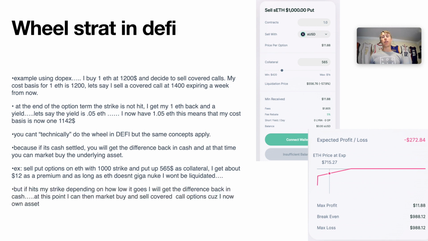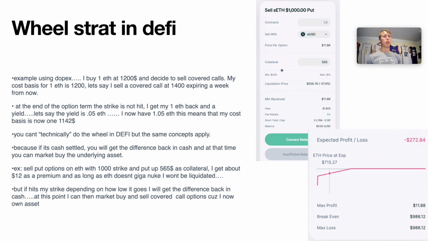So in DeFi, if you want to fully play out the wheel strategy, the price hits my strike, and depending on how low it goes, I will get that difference back in stablecoins. At that point, when I get those stablecoins back, I go to market buy that Ethereum. Because if Ethereum trades at 700 bucks, I can now buy a little more than 1 ETH because I will get that collateral back in stablecoins plus my premium. So I can go market buy the ETH, and then I can go ahead and execute the covered call option.